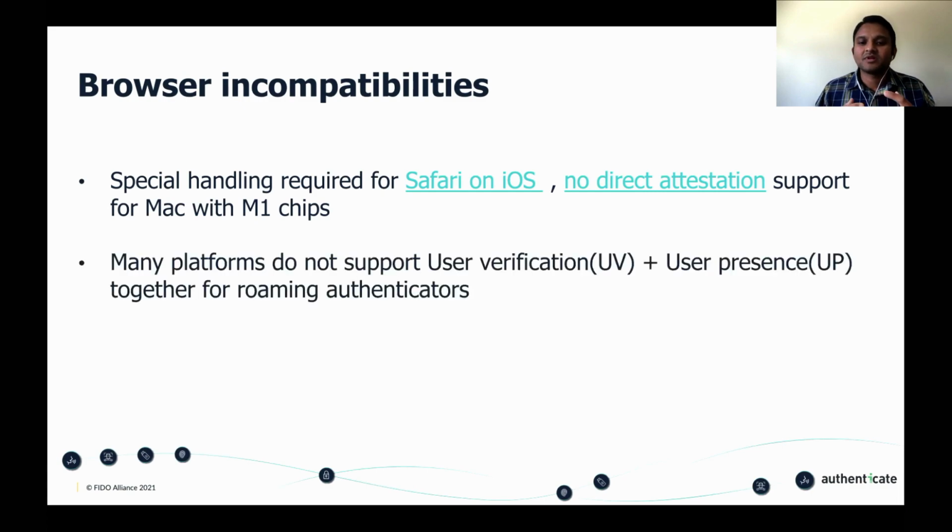Another example, the spec suggests to use user verification and user presence in combination to achieve enhanced security for roaming authenticators as well. However, many platforms do not support a combination of both. Most of them support only user presence, while some support user verification. These incompatibilities prevent us from providing a consistent user experience across all the platforms.